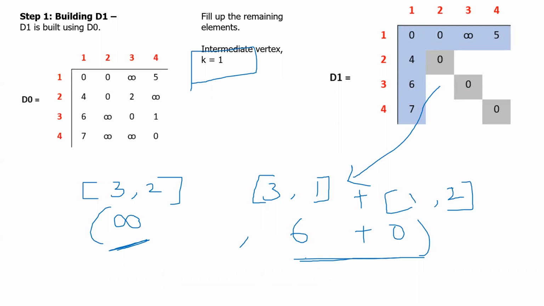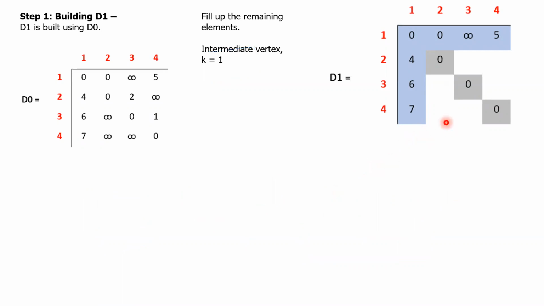Now, whichever is minimum, you are going to fill it up here. You are going to fill up the value here, whichever value is minimum. Whether the current distance between 3 and 2 is shortest, or whether the new distance via node 1 is the shortest, find out, and accordingly you are going to fill. Now, what did I do? I have filled up a 6 here. Now I'll try to fill up this value.